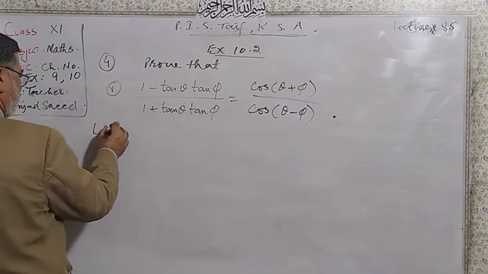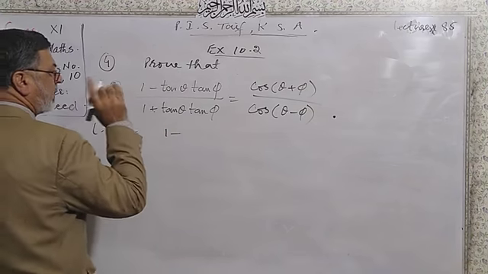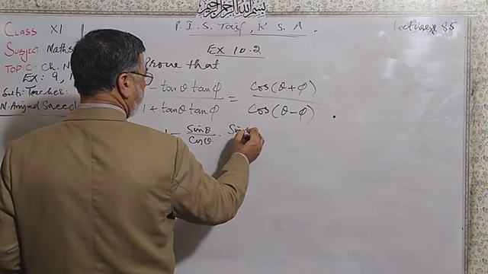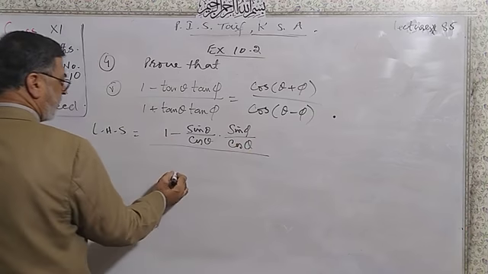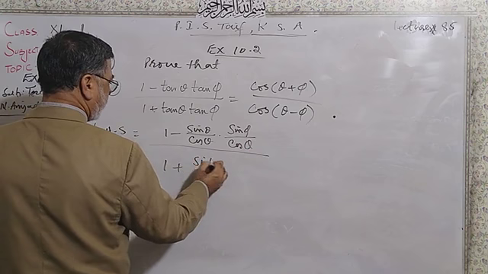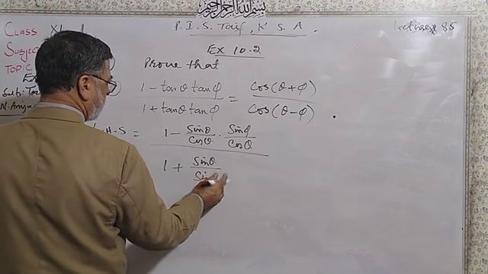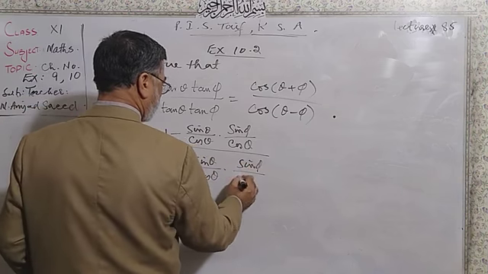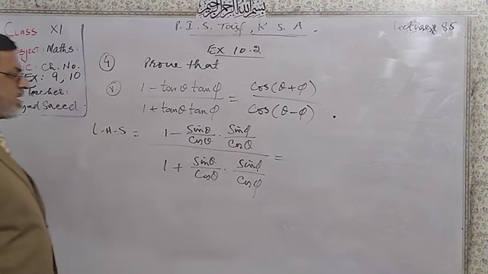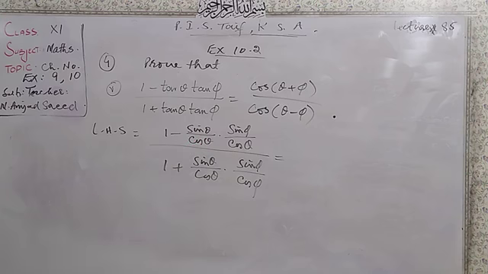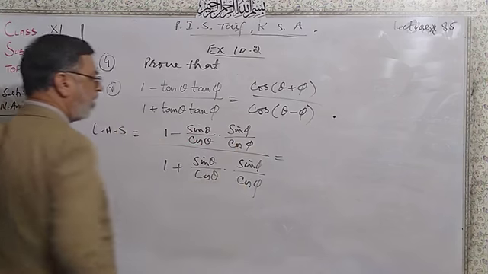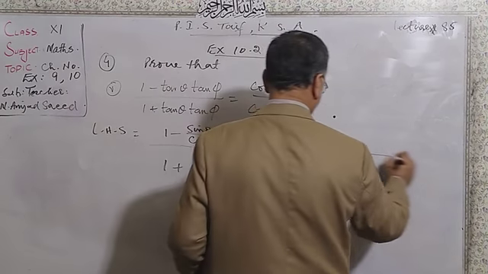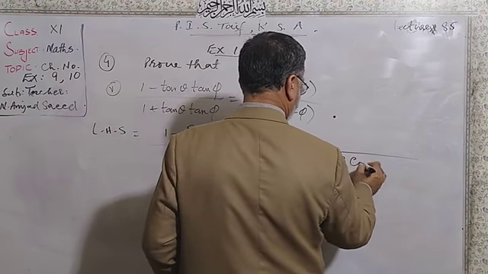Taking left hand side, 1 minus tangent theta tangent phi. What about tangent theta? That is sine theta over cos theta. And tangent phi is sine phi over cos phi, divided by again 1 plus sine theta over cos theta times sine phi over cos phi. Dear students, taking cos theta cos phi LCM from numerator and from denominator. Here we can have cos theta cos phi.